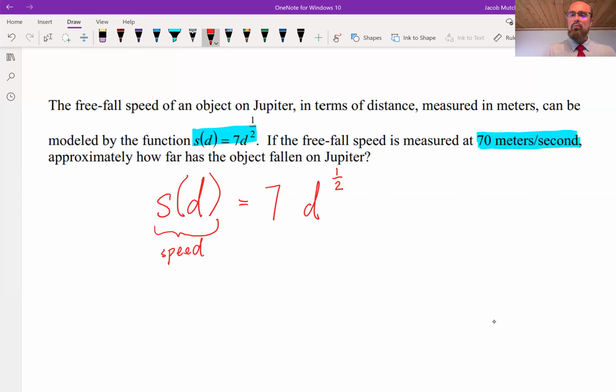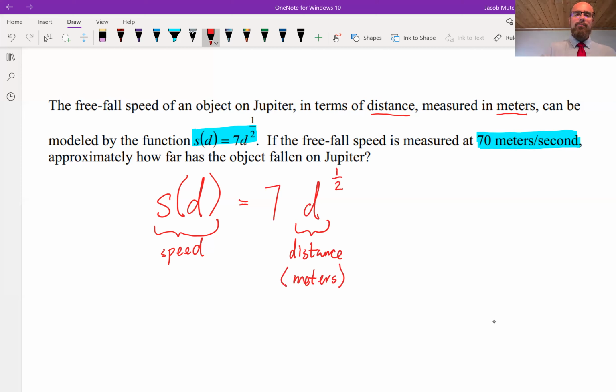is really not given, except that I see this description here. It's the free fall speed in terms of distance, and that's meters. So what I'll label d as is distance in meters. And again, this is the same step we took as a first step in the previous question. We're just saying, what does my domain value, in this case d, what's it talking about in terms of the situation? And I always put the units there with it.